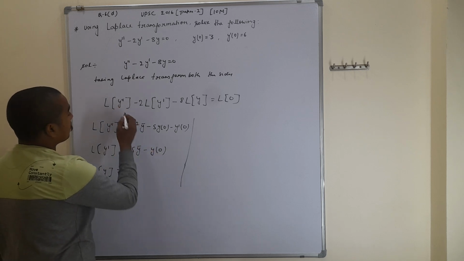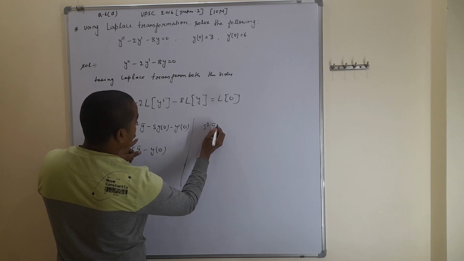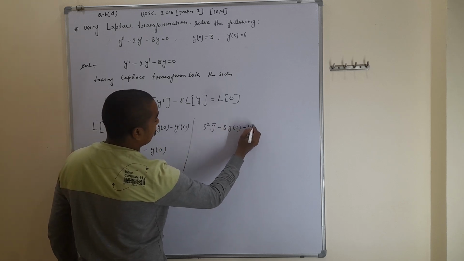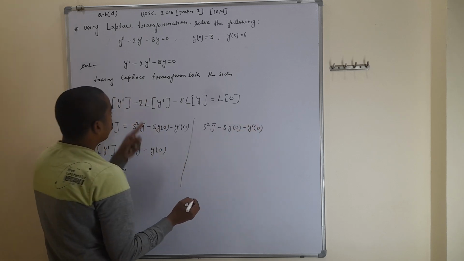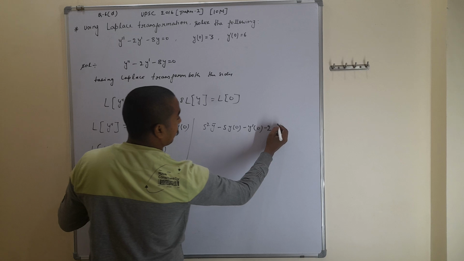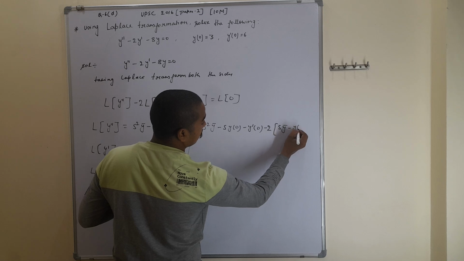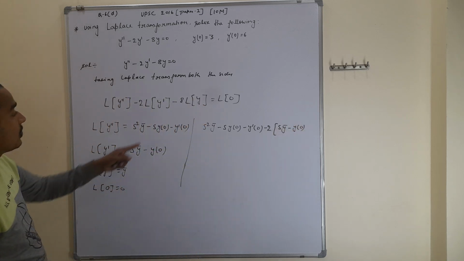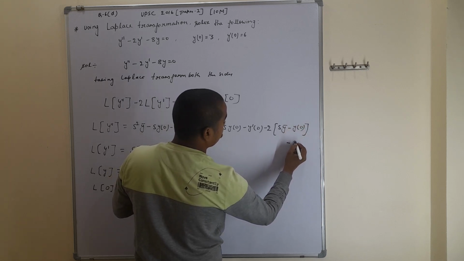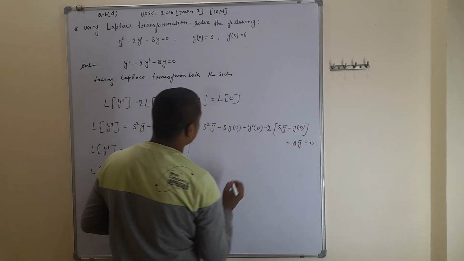That is, Laplace of y double dash is written as s square y bar minus s y(0) minus y dash(0), minus 2 times Laplace of y dash, which is s y bar minus y(0), and minus 8 times Laplace of y, which is y bar, is equal to 0.